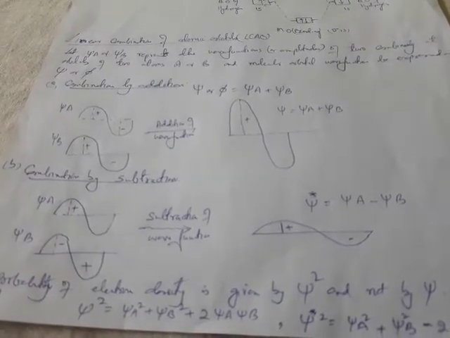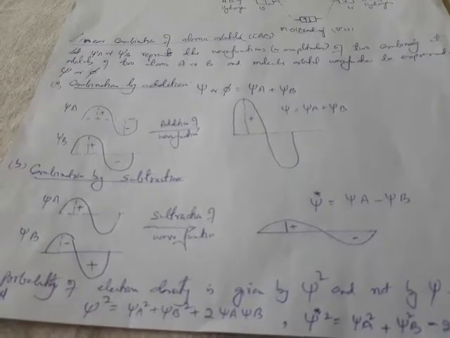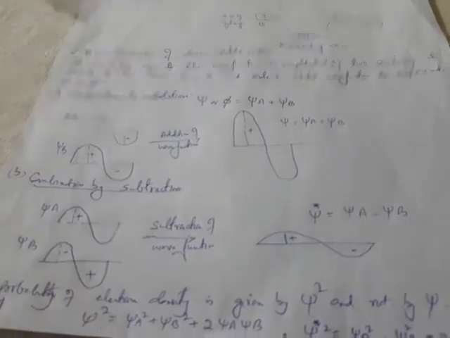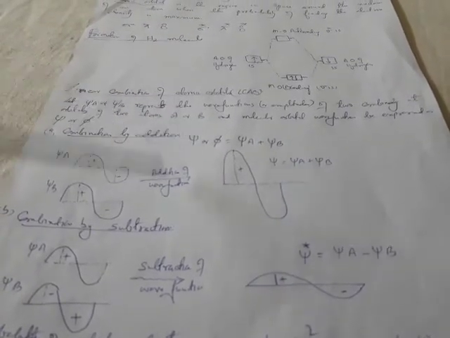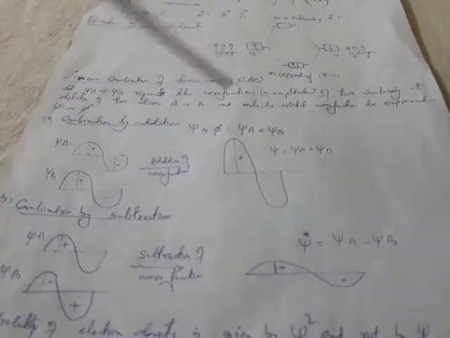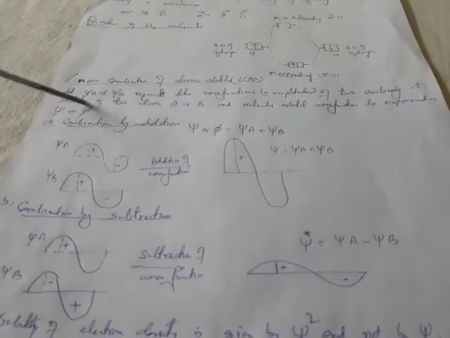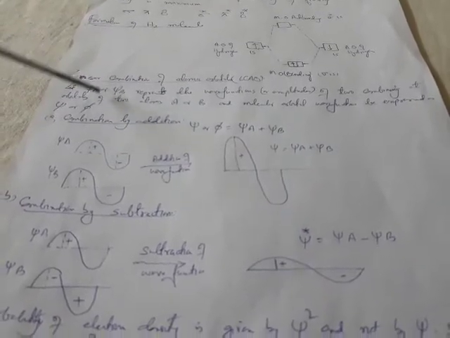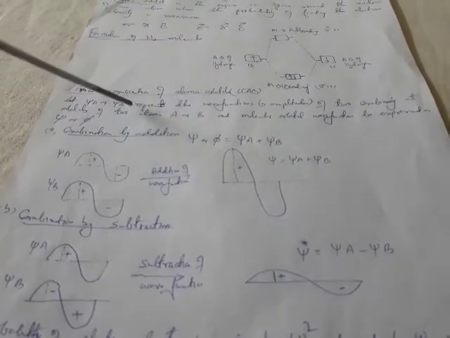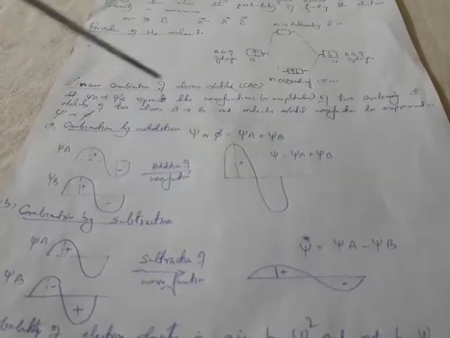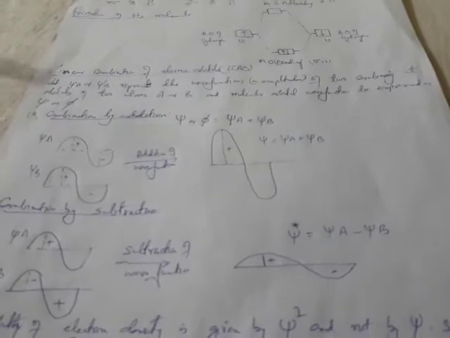So in a way, we have crests and we have troughs. The positive half represents the crest, and the negative half represents the trough. Now, if psi A represents the wave function of the atomic orbital of atom A, and psi B represents the wave function of the atomic orbital of atom B, these represent the wave functions of the two combining atomic orbitals.